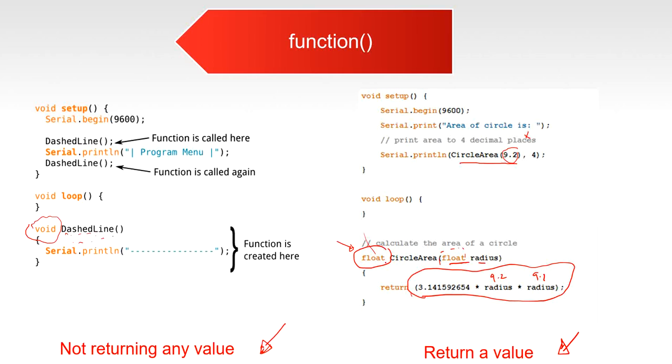The same thing: this is the type of the value that will be returned, then the name of the function, and then the type of value that the function will receive. For a function that does not return any value, if the function receives some value, we can also put other parameters here, let's say a, and then we can use the value of a inside the function. That's the notation of how we create and call a function in Arduino programming.